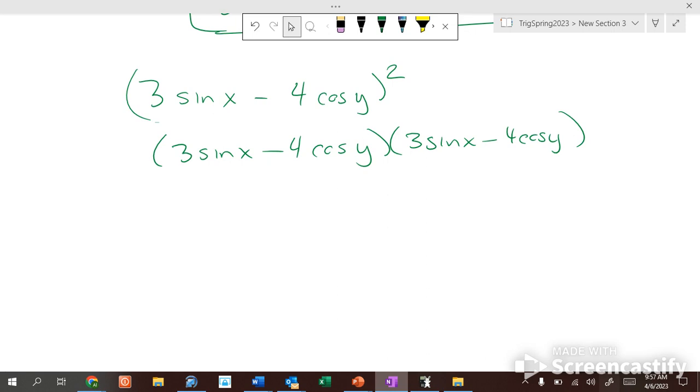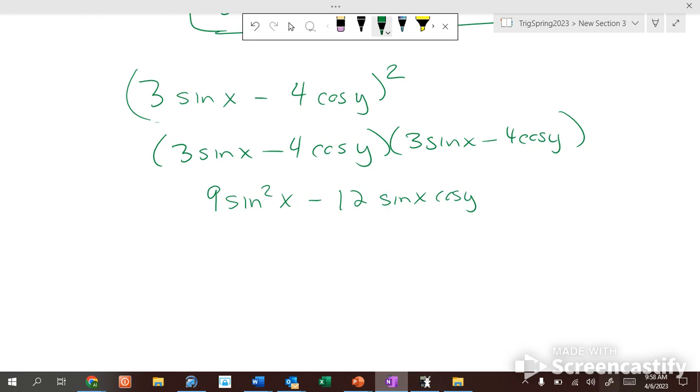So if we FOIL, 3 times 3 is? So it's 9 sine squared of x. Outers, negative 12 sine of x cosine of y. You just write it like that. That's the way it is.